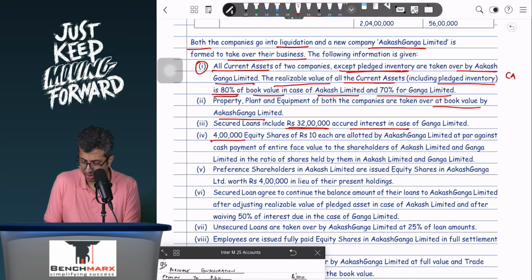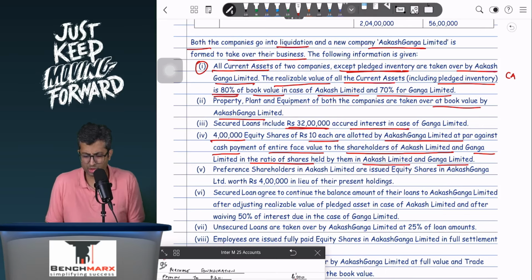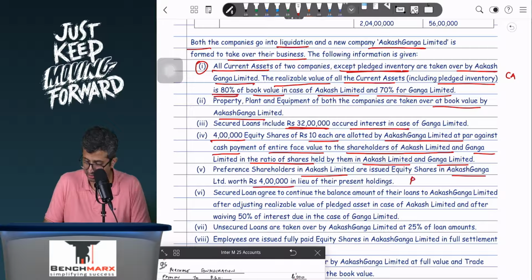4 lakh equity shares of rupees 10 each are allotted by Akash Ganga at par against cash for the entire face value to the shareholders of Akash Limited and Ganga Limited in the ratio of shares held by them in Akash and Ganga. So basically, this is not BC. This is 4 lakh issued for cash. Your entry will be bank account debit to share capital, maybe 40 lakh rupees. Preference shares in Akash are to be issued equity shares in Akash Ganga worth 4 lakhs. This is part of BC.